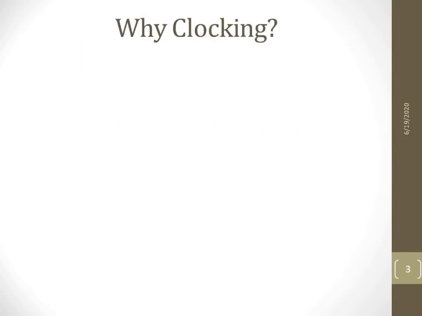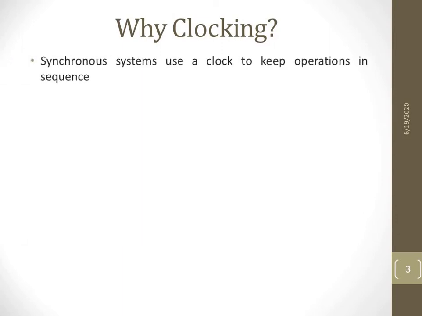So we start with the clocking. Why is there a need of clocking? Synchronous systems use a clock to keep operations in sequence. For a combinational circuit, do you need a clock? No, isn't it? But for synchronous systems and sequential systems, we need a clock. Especially for synchronous, there is a much need of a clock.